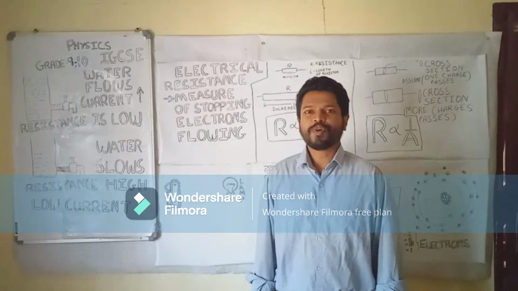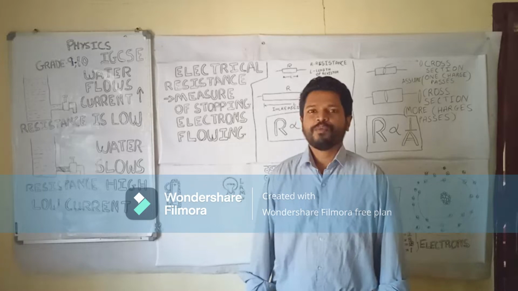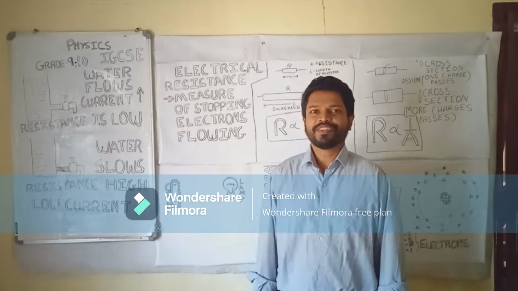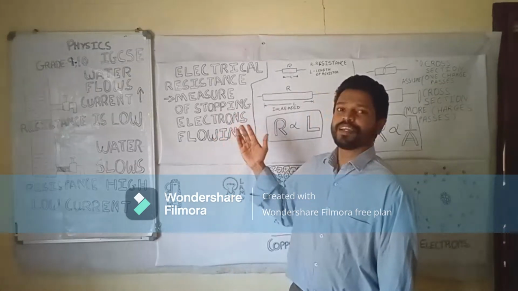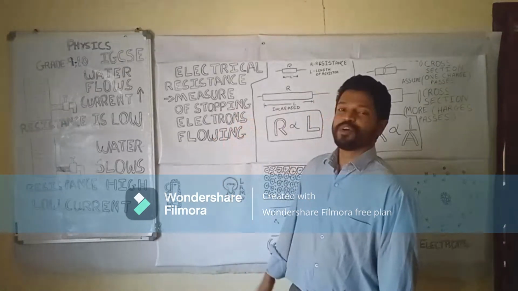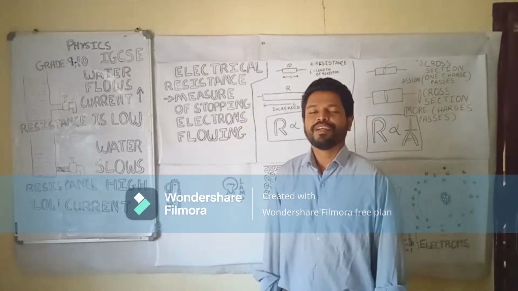Today we will be talking about electrical resistance. What do you mean by electrical resistance? As you can see over here, it is written: electrical resistance is the measure of stopping electrons flowing. Let me give you an example.